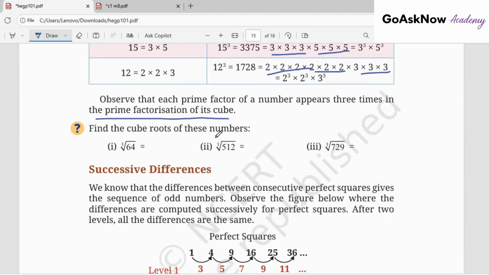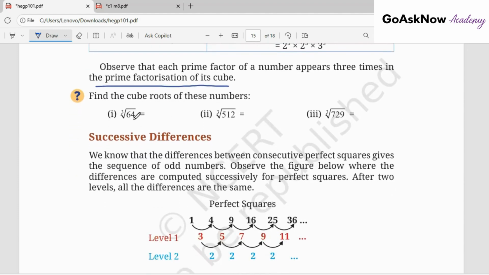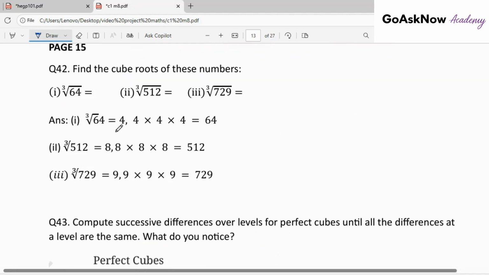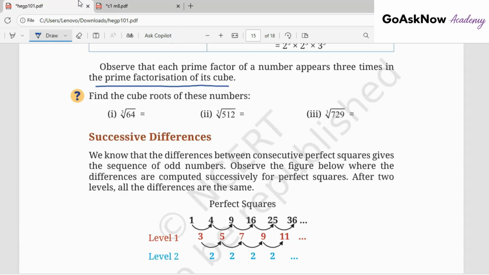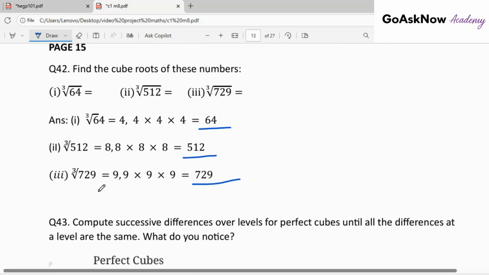Find the cube roots of these numbers. Now, cube root of 64. Let us calculate that, which is 4. 4 into 4 into 4 is equal to 64. Now, cube root of 512, which is 8, since 8 into 8 into 8 is equal to 512. Next, cube root of 729, which is 9, since 9 into 9 into 9 is equal to 729. The answer is 9.